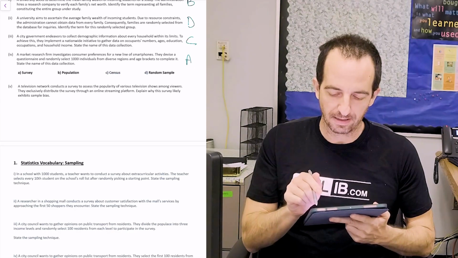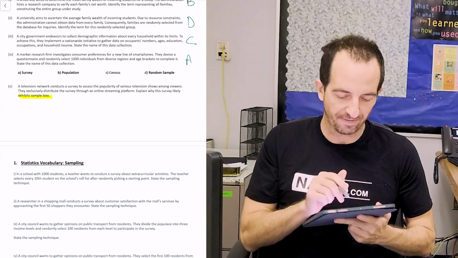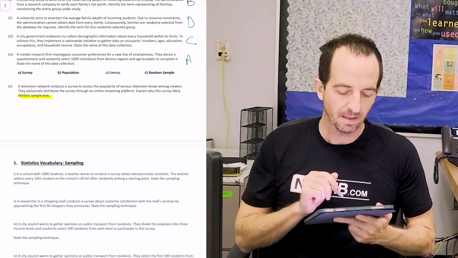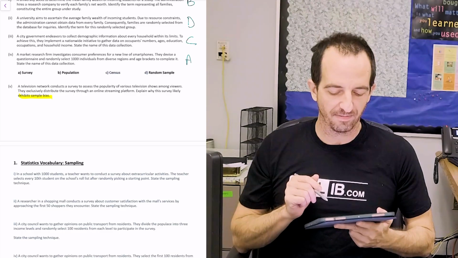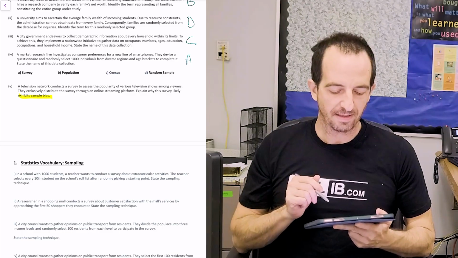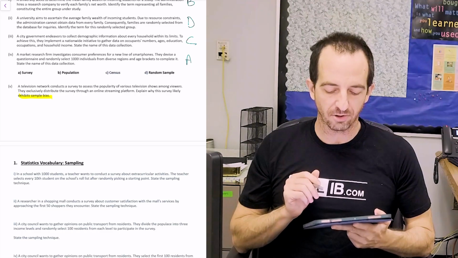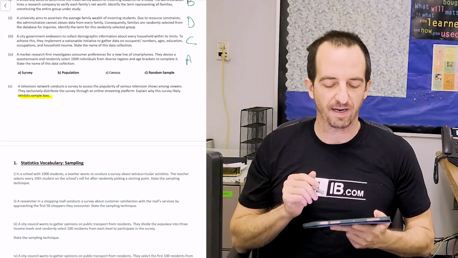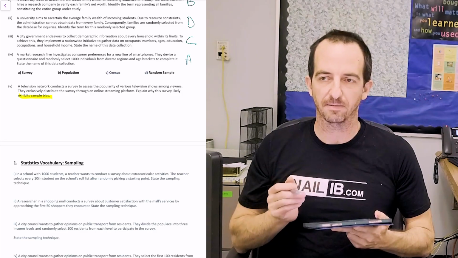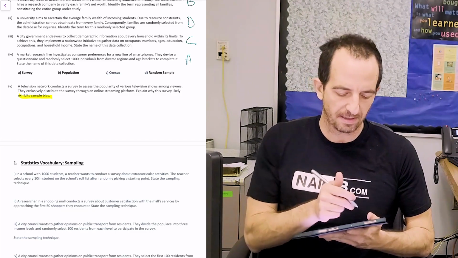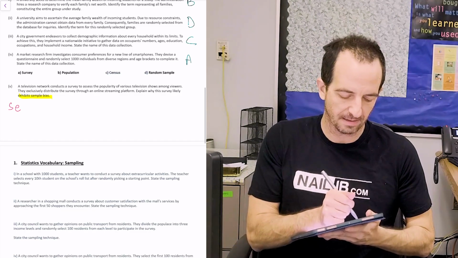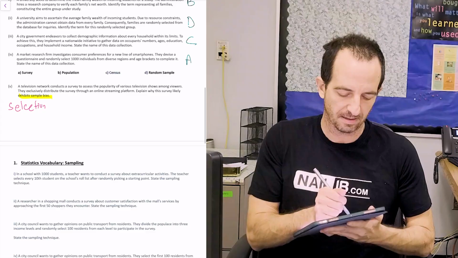Here we're looking at bias, which is often going to arise in a study. So a television network conducts a survey to assess the popularity of various programs. They distribute exclusively through an online streaming platform. Why does this survey exhibit sample bias? There's a few reasons that might come up. The most noticeable one would be selection bias.